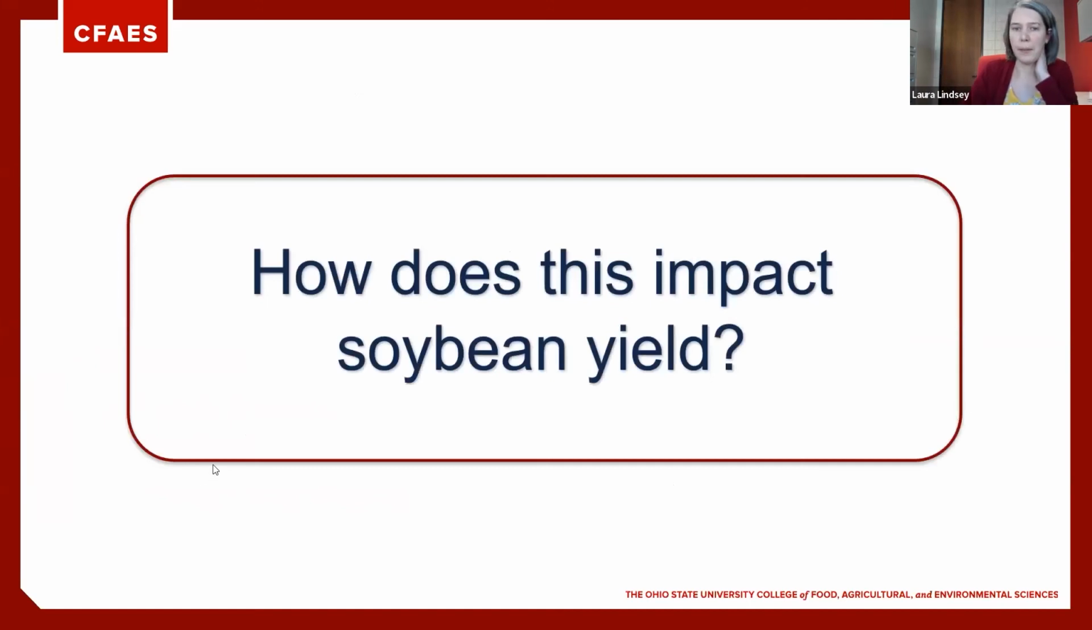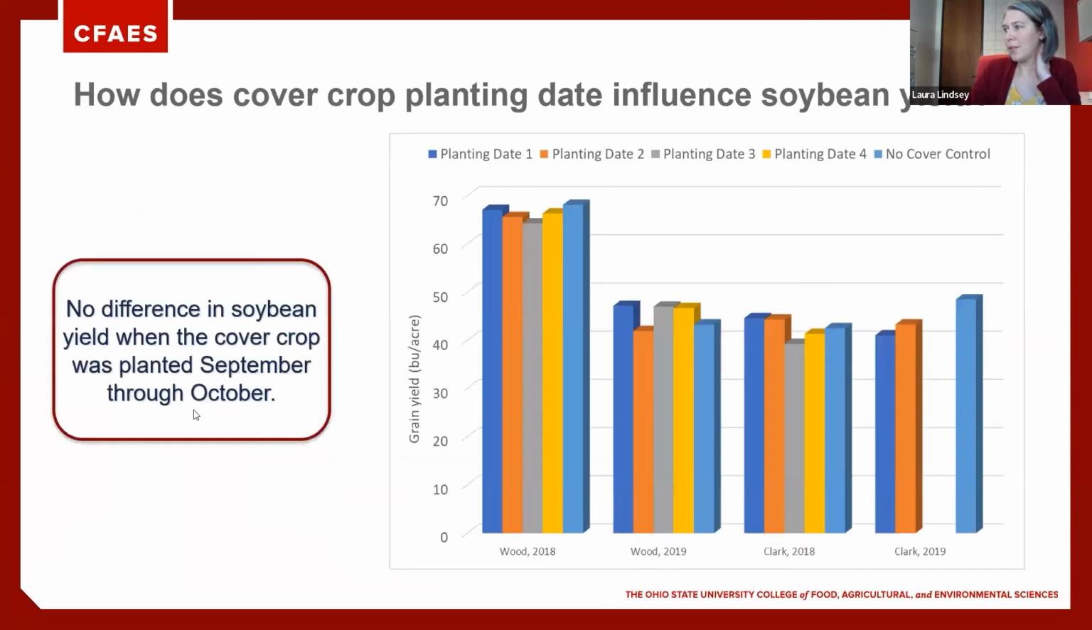So really, where the rubber hits the road again is how does this impact soybean yield? These are all of our locations. There was no interaction of cover crop planting date and termination timing, so I'm going to show those two effects separately. These are all 4 locations, and these are our soybean yields. I didn't add letters here because it would have been a bunch of A's. But basically, there was no difference in soybean yield depending on our cover crop planting date.